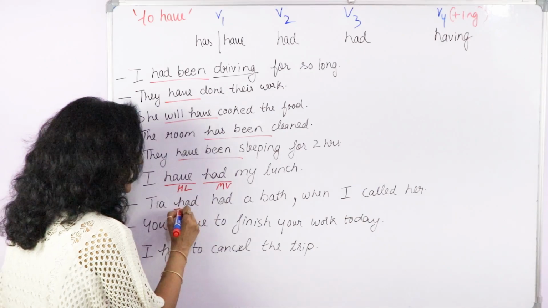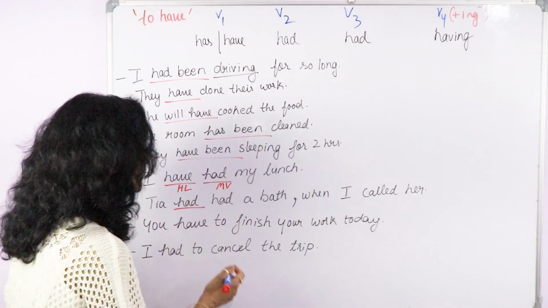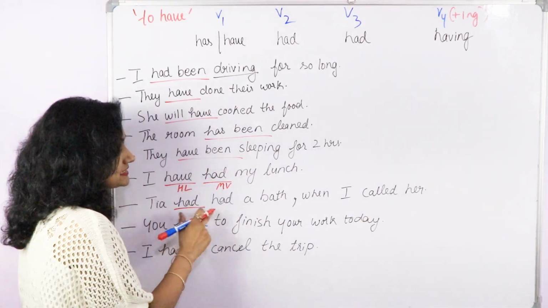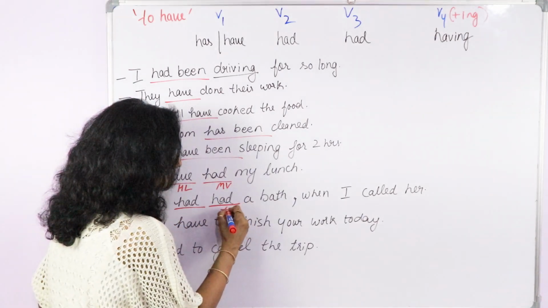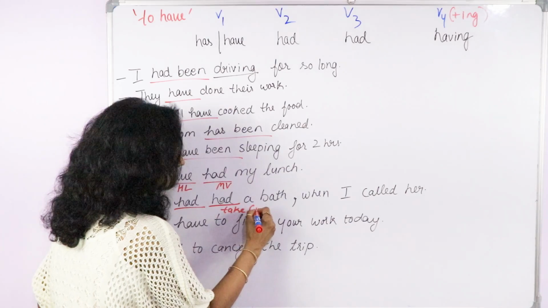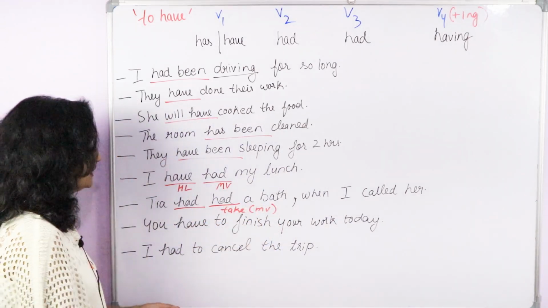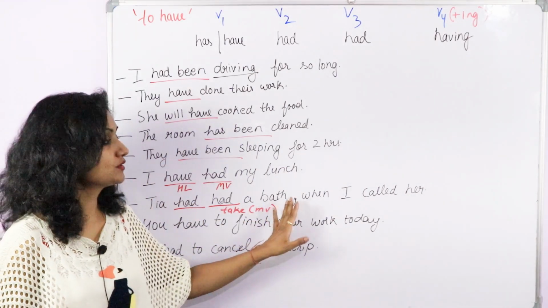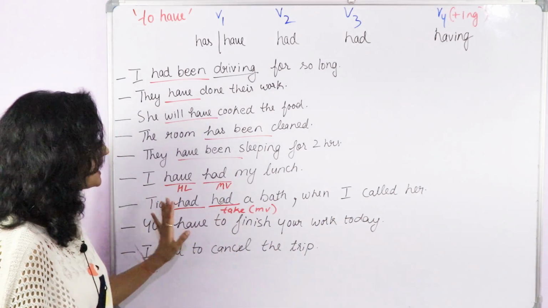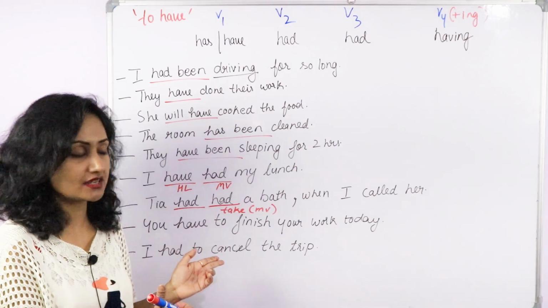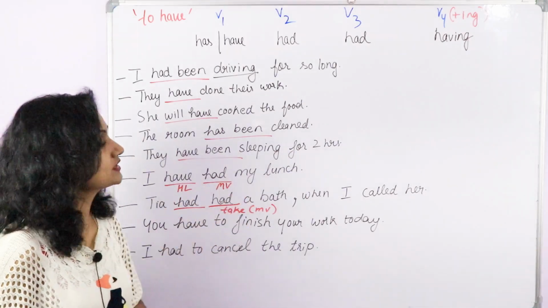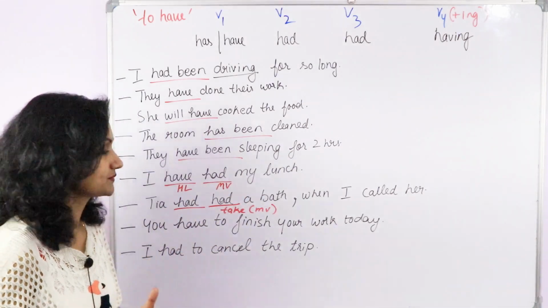This first "had" is an auxiliary verb: subject plus had plus third form of the main verb. This second "had" means take. This is a main verb. Take a bath. So Tia had taken a bath when I called her. Tia had had a bath when I called her. This is a past perfect sentence. This way you can use to have verbs.